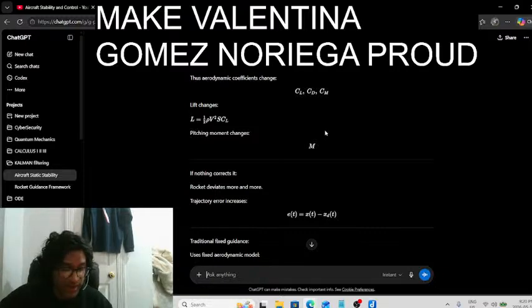More specifically, if the lift changes, let's say the lift is increasing, if the C_L, the coefficient of lift, is increasing, the lift will increase. And if the lift increases, the pitching moment will also change. If lift is increasing, the pitching moment will decrease in this case, because otherwise your trajectory error will increase so much, and you don't want that to happen. So if the lift increases, the moment will decrease.